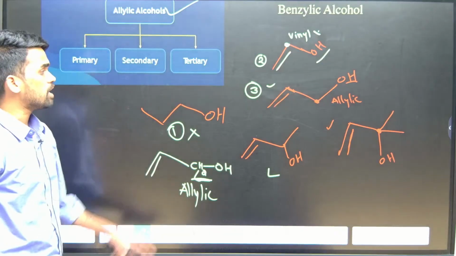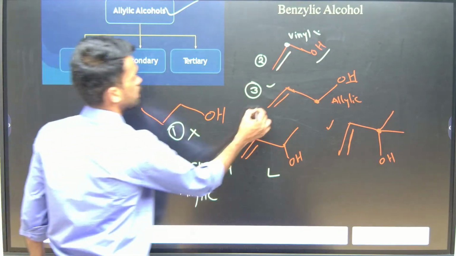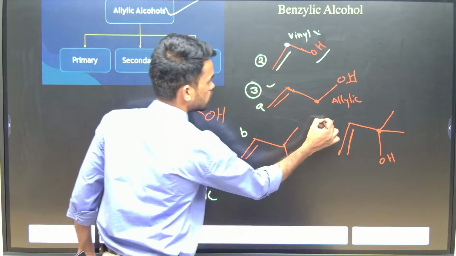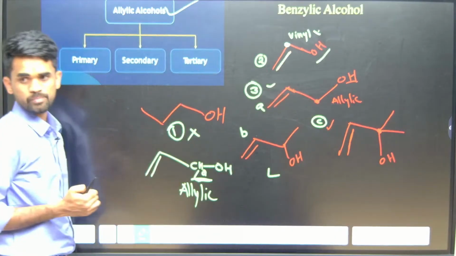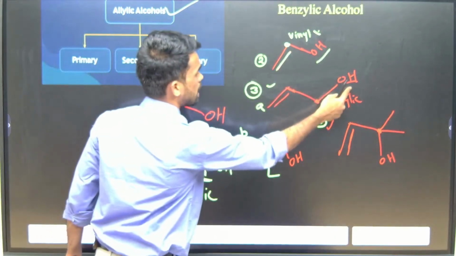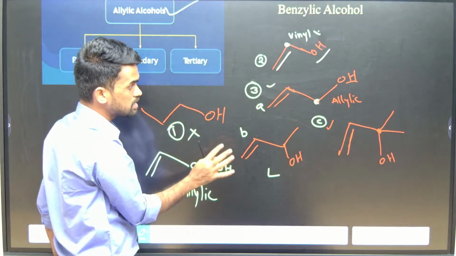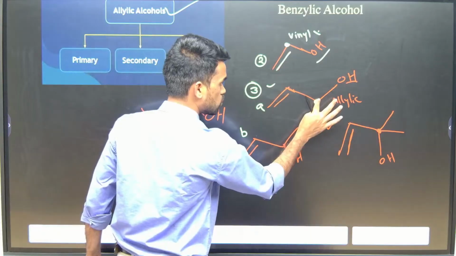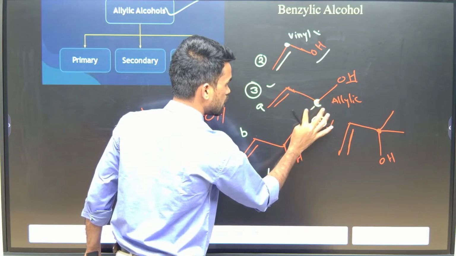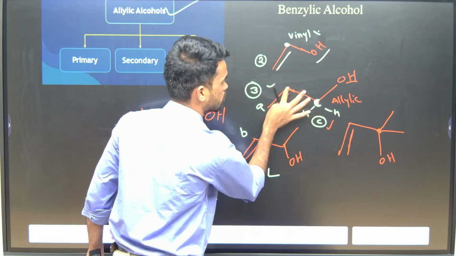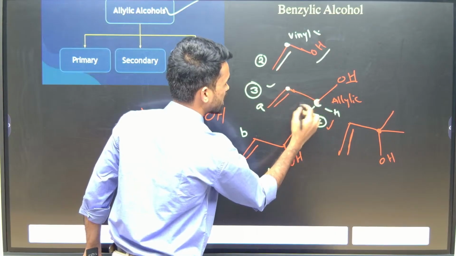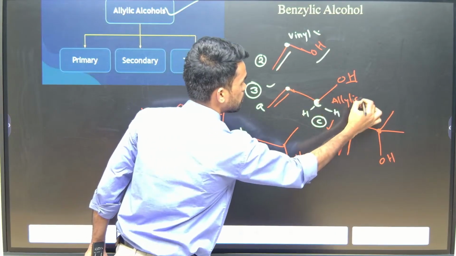Okay. Now what makes the difference between these A, B, C? See, the OH group is attached to a carbon. All of them are allylic only, but there is some difference. This carbon is attached only to one carbon, so you should say this is an allylic primary alcohol.